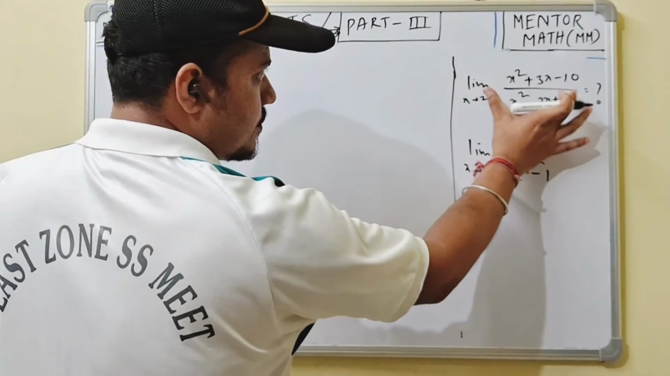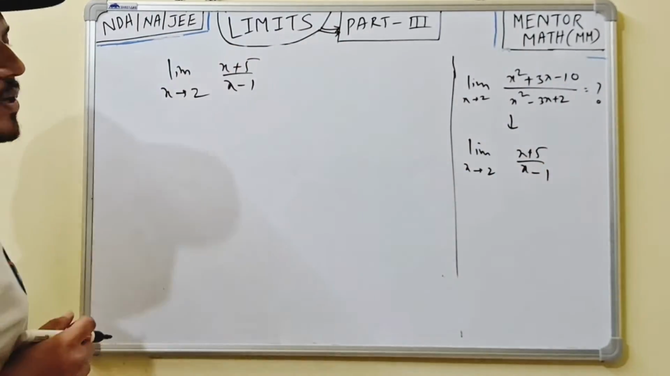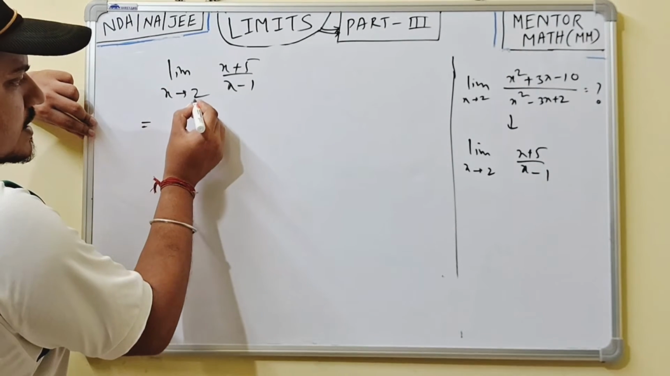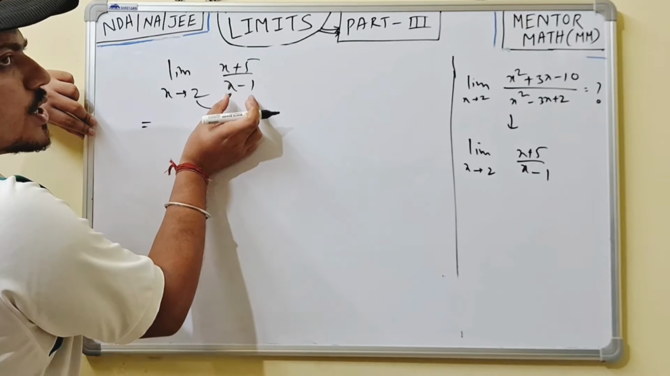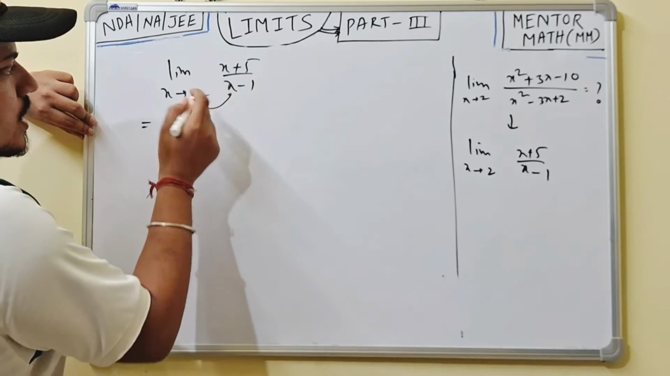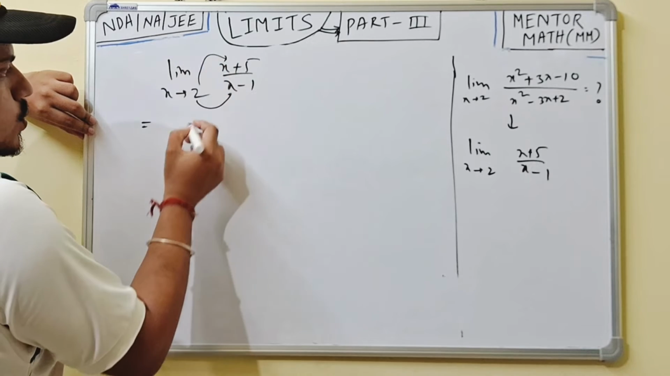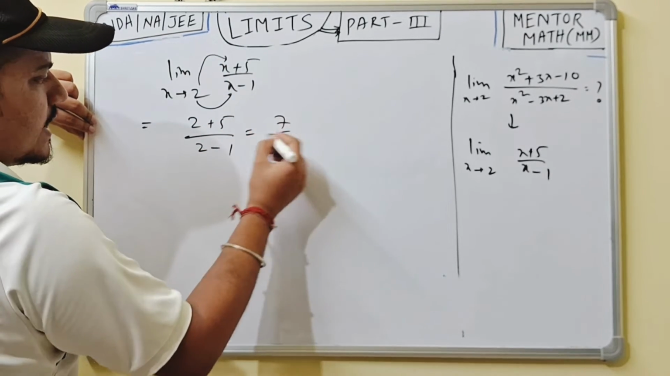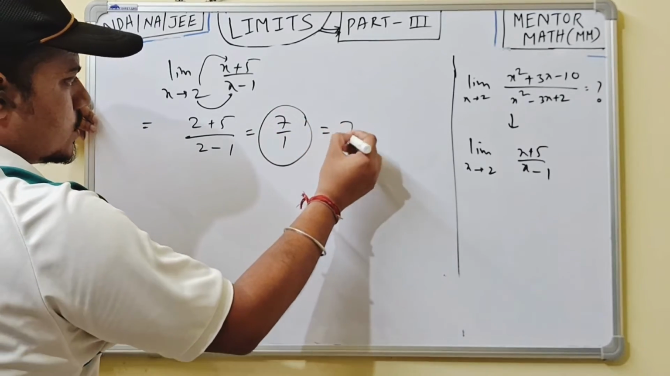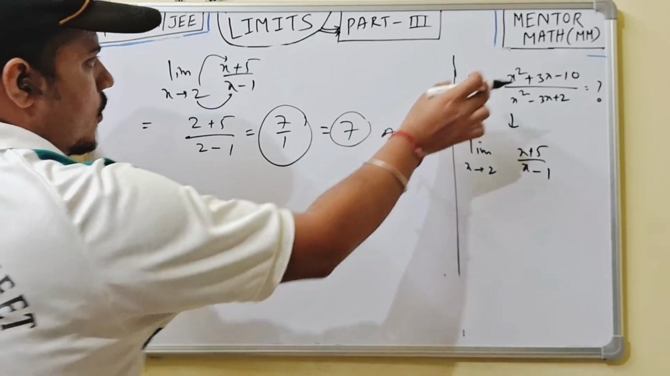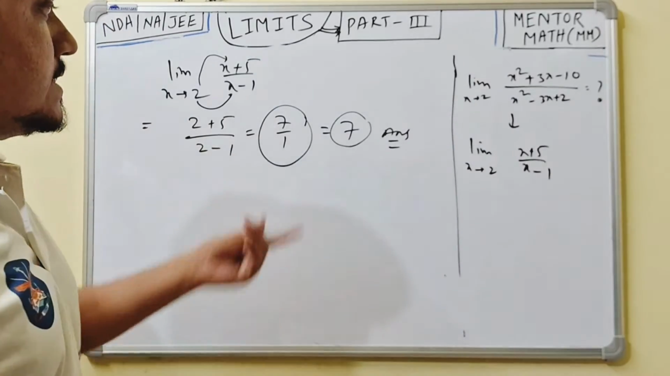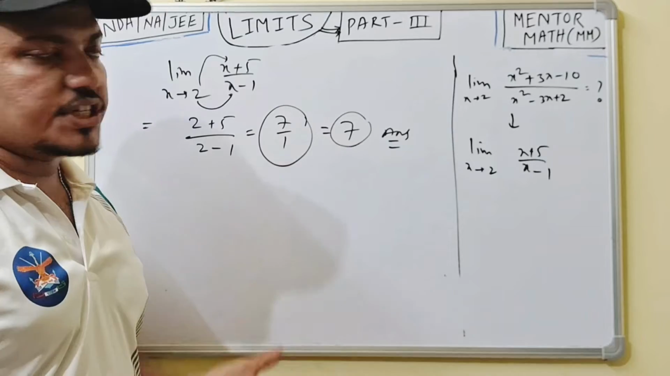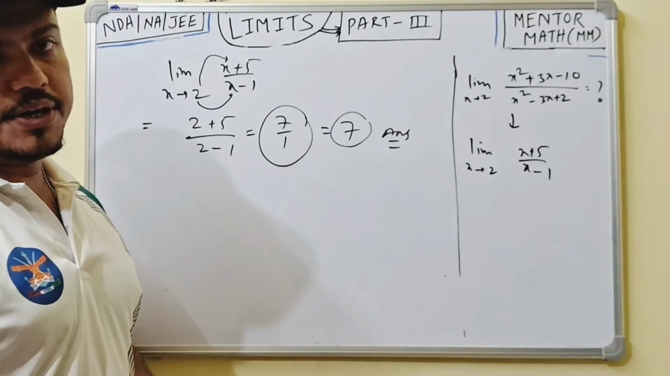Now we have limit x tends to 2 of x plus 5 by x minus 1. Now you can substitute here. If I substitute 2, the denominator definitely does not become 0: 2 minus 1 is 1. So you get 2 plus 5 by 2 minus 1, that is 7 by 1. So the answer is 7. The limiting value of this form is 7. In this way we can solve by the factorization method to find the limiting value.